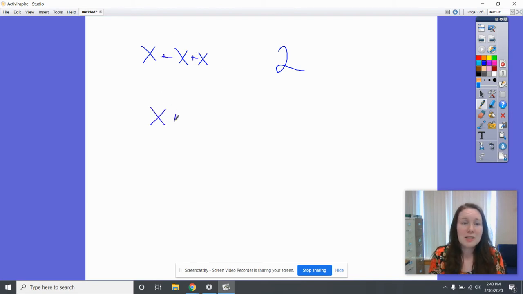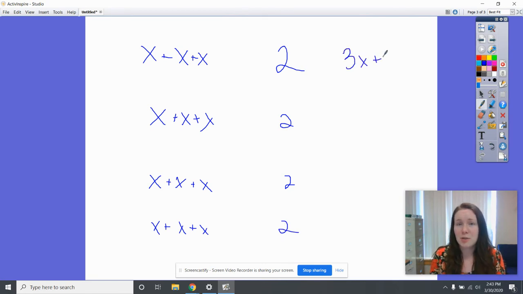But what if I have this repeated over again? What if I have three x's again and another two? And what if I have this repeated again? I have three x's over here, and another two. You get the picture. What if I have it again, and I have another two? Well, really what I have is a 3x plus 2. And again, I have a 3x plus 2. And again, and again.